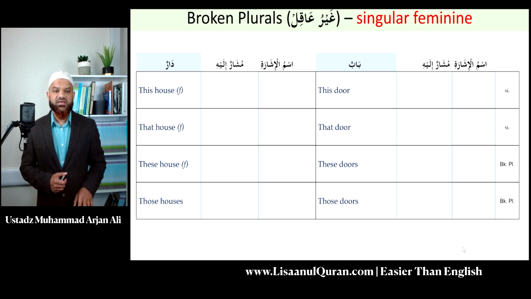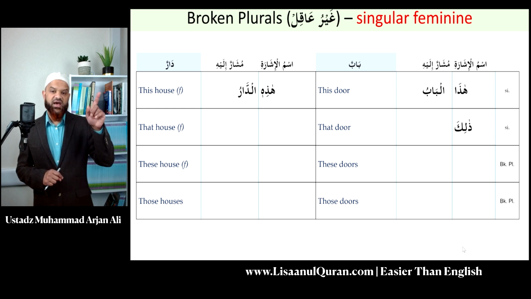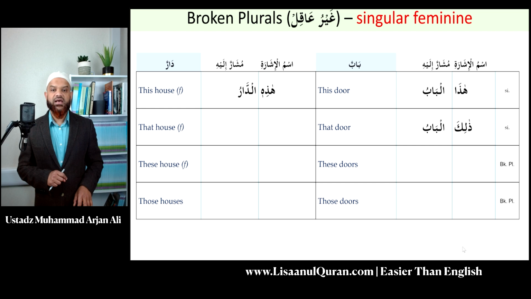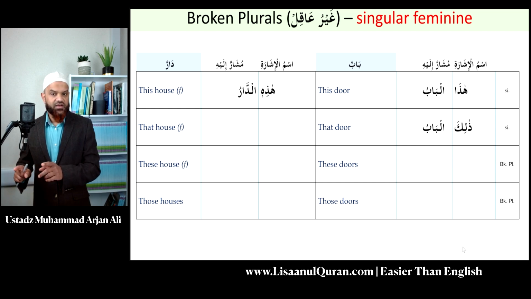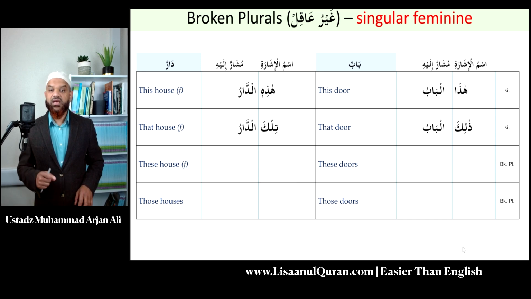So to say this door in Arabic, I would say hadal babu. This door, not this is a door, this door. Now, if I wanted to say this house using the word dar, I would say hadihi daru. Hadihi. Why? Because it's feminine. So if I wanted to point to something far, I would say dhalika al-babu, that door. But if I'm pointing to something far, which is feminine, I will use the word tilka daru, that house.